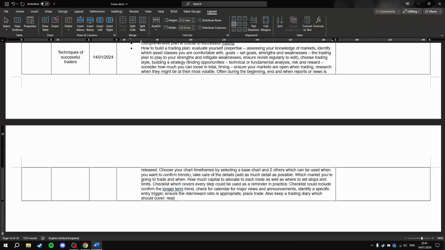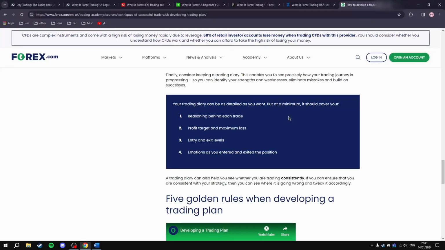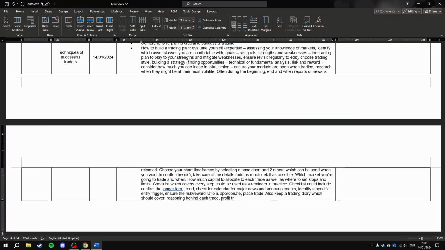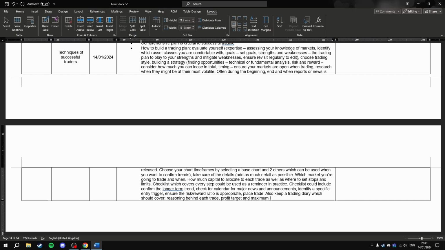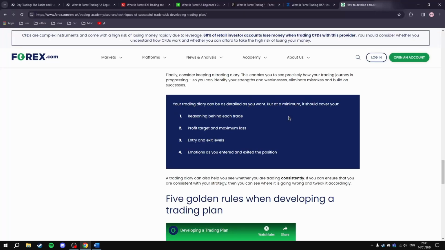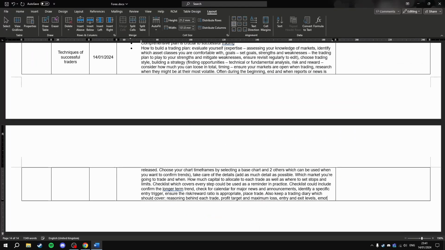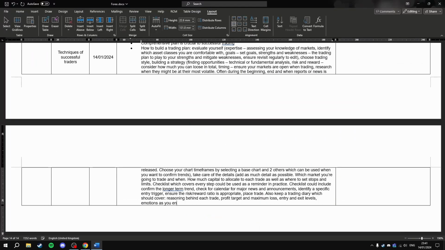The reasoning behind each trade, profit targets and maximum loss, entry and exit levels, and emotions as you entered and exited the position.